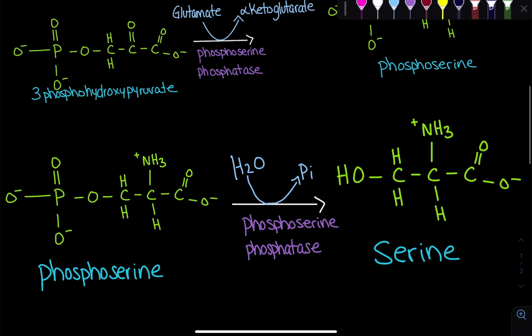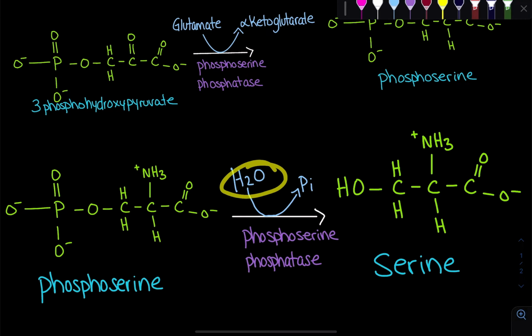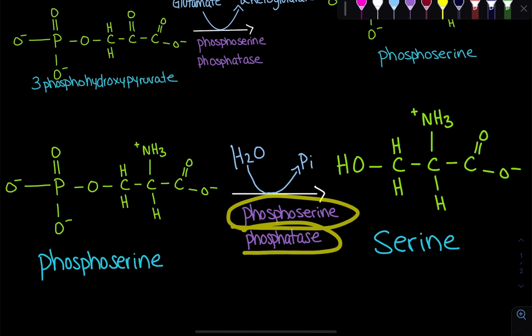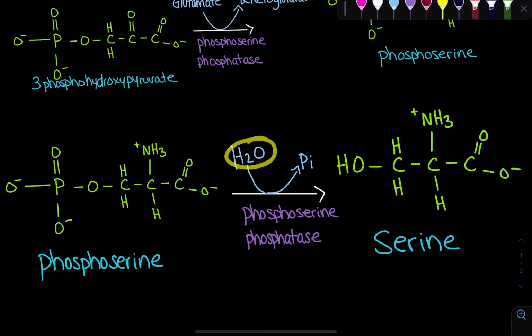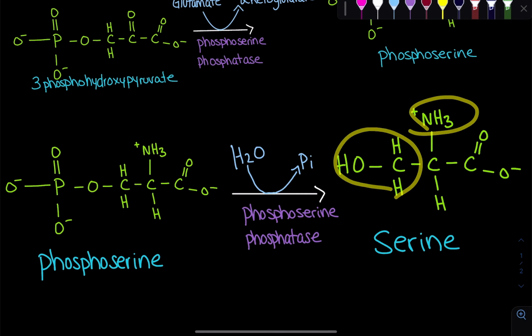So let's go down here and see how we can get rid of the phosphate. Well, in order to remove the phosphate, we always use H2O, and we utilize a phosphatase. So we're going to utilize phosphoserine phosphatase. We use H2O, we remove the inorganic phosphate, and we're left with serine. So we lost this phosphate over here, but over here we gained an OH. So we got our R group for serine. Once again, this is our alpha carbon, our carboxyl group, our amino group, and this is the R chain.